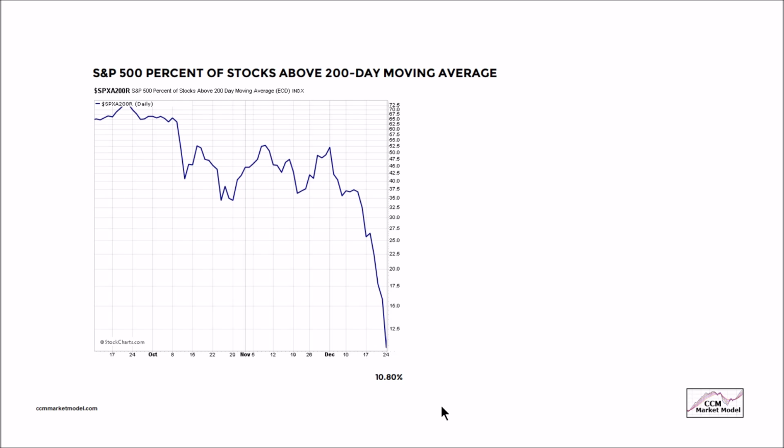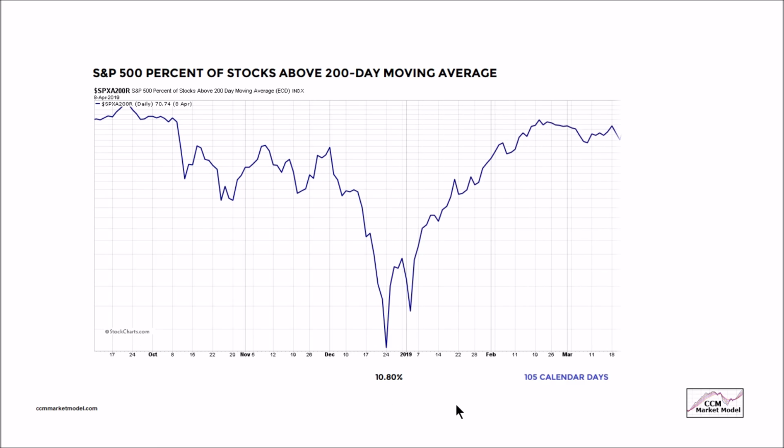And like sentiment or overbought or oversold indicators, the percent of stocks above a 200-day moving average works well at extremes. The reading in late 2018 was 10% of the stocks in the S&P 500 were trading above their 200-day moving average. If we fast forward to April 8th, 2019, this is a very rare move here. This is your breadth thrust here in a traditional sense. This analysis here allows us to extend it and get an idea of what it means from the present day. In 105 calendar days, we went from having 10% of the stocks in the S&P 500 above their 200-day moving average to having over 70% of the stocks in the S&P 500 above their 200-day moving average.